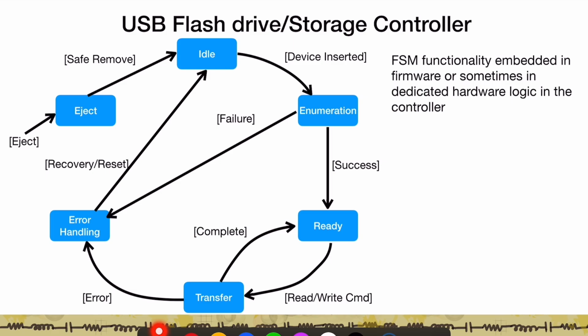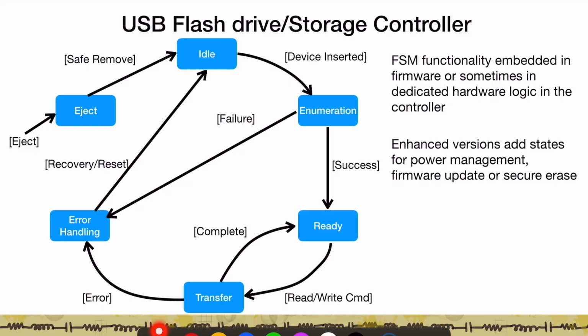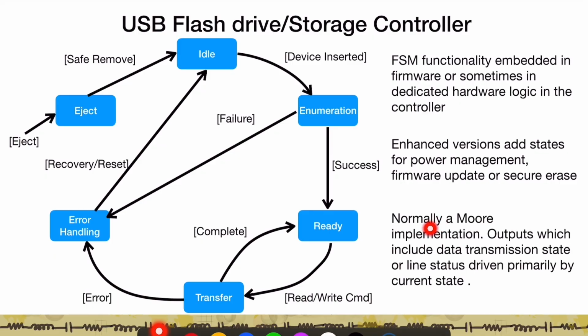Now, typically this functionality is embedded in firmware, or sometimes dedicated logic is used in the controller. You can also add versions and more states for power management, firmware update, or secure arrays. And normally this is implemented as a Moore implementation because outputs which include data transmission or line status are driven primarily by the current state. Because of this nature, we typically implement the controller as a Moore.